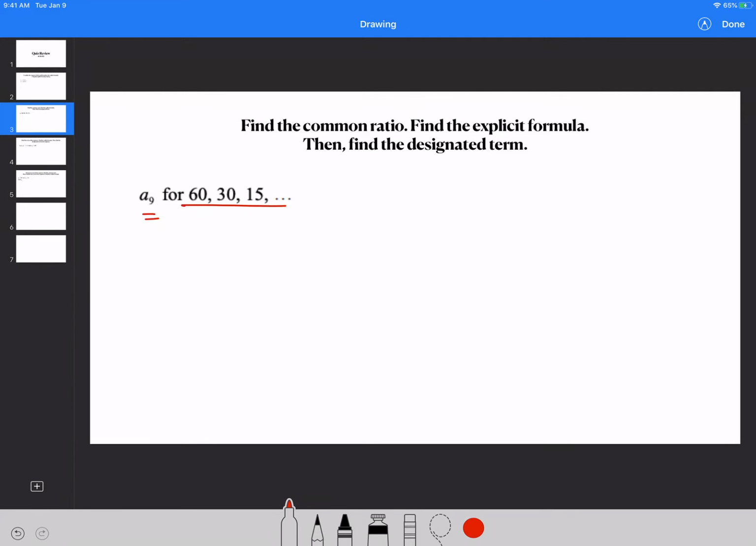So again, they ask you to find the common ratio first and then find the explicit formula, which is kind of hand in hand together, like it's kind of repetitive in a way. But the common ratio r is always the second term divided by the first term. And then what I'm going to do is take the 30, which is my second term of the sequence, divided by the first term of the sequence, which is 60.